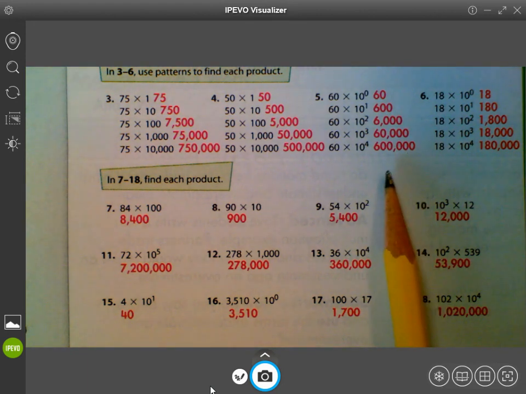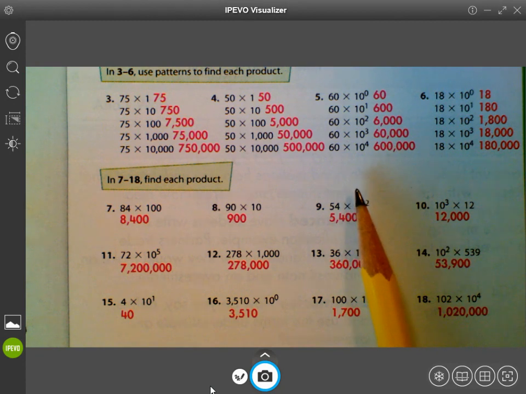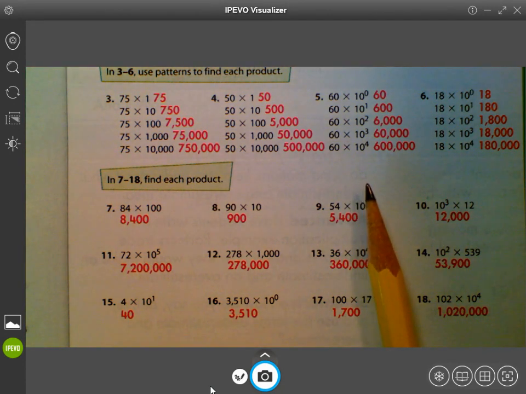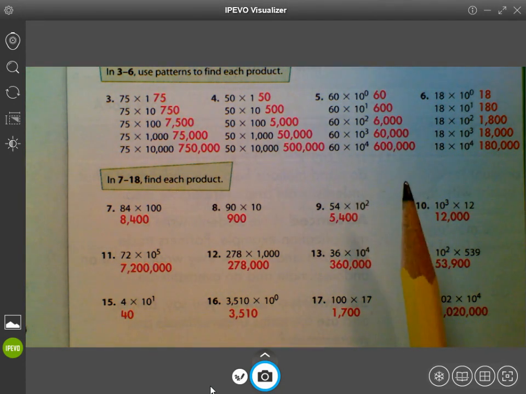Go ahead and show me on your thumbs how you did with number five. How'd you do with number five? Okay, awesome. Go ahead, put your hands down.